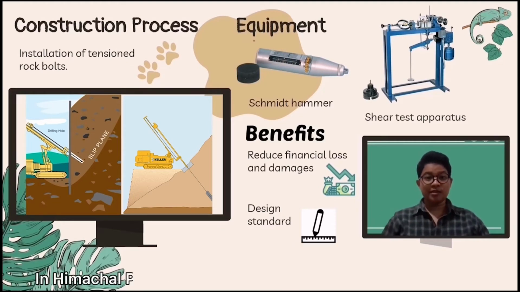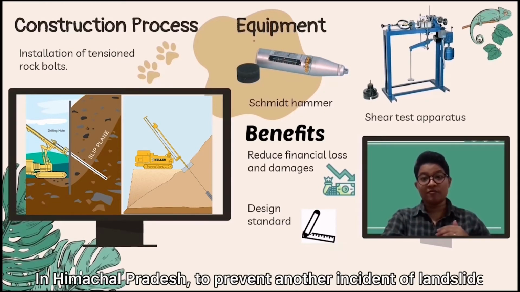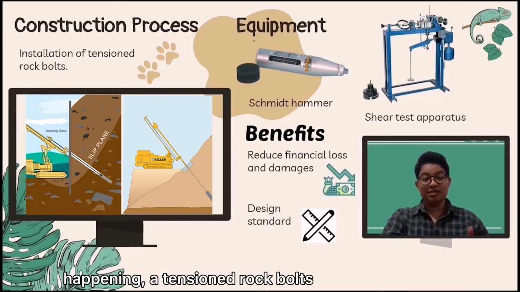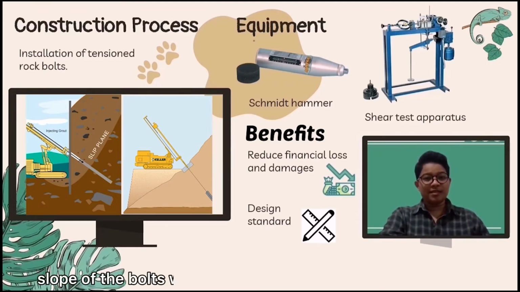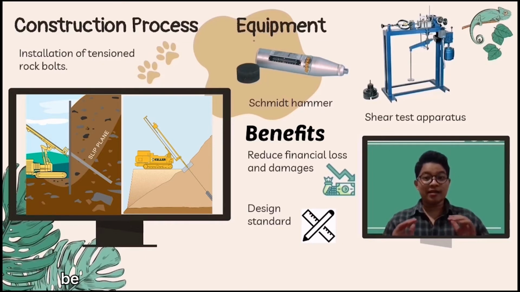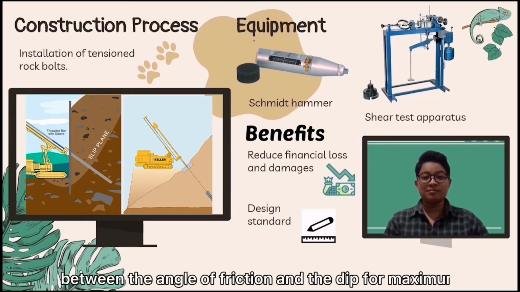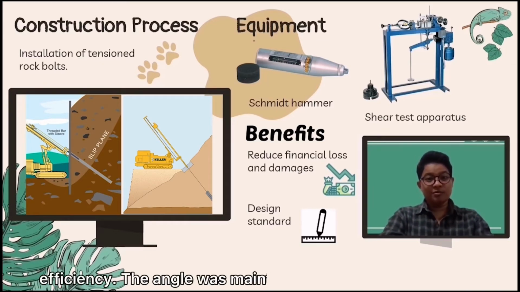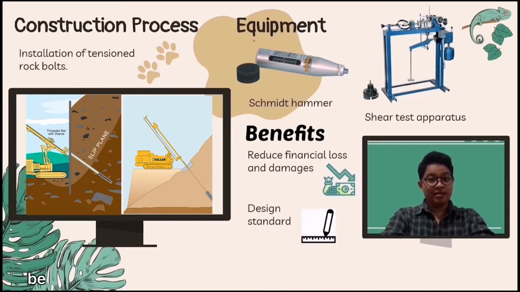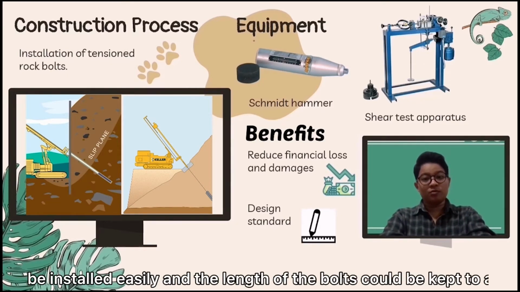So in Himachal Pradesh, to prevent another incident of landslide from happening, tension rock bolts were installed. The slope of the bolts was designed to be equal to the difference between the angle of friction and the dip for maximum efficiency. The angle was maintained so that the bolts could be installed easily and the length of the bolts could be kept to a minimum.